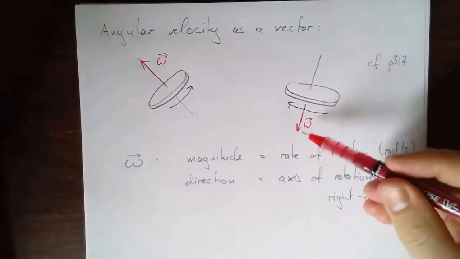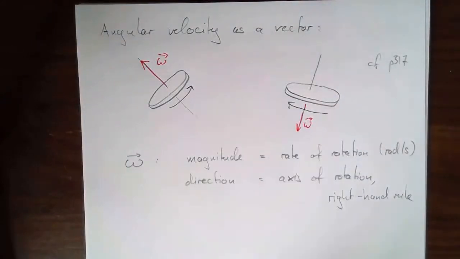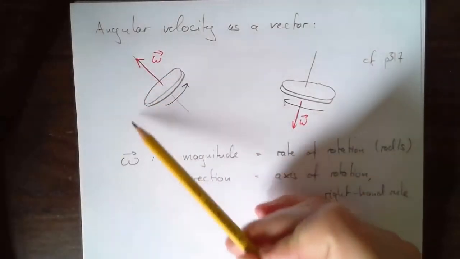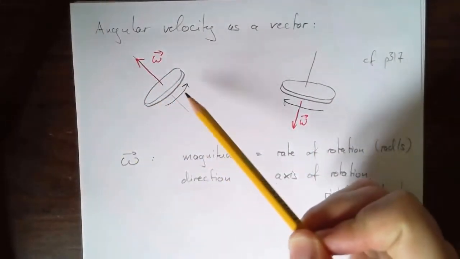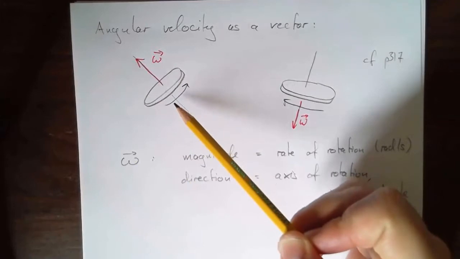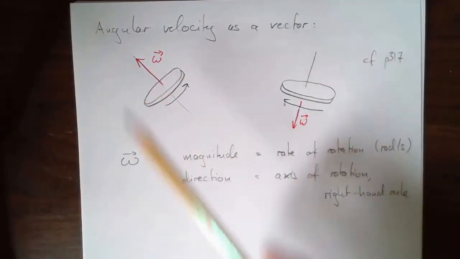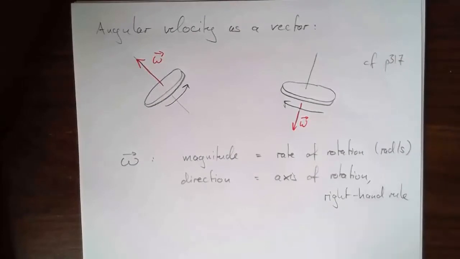Of course, the magnitude of omega gives me the length of the vector, tells me how fast the thing is spinning. So omega is perpendicular to the plane within which the rotation occurs. It's another way of saying it is in the direction of the axis of the rotation.